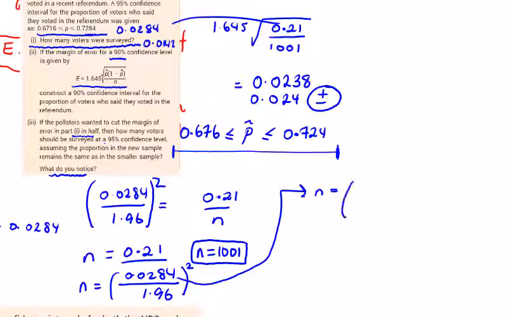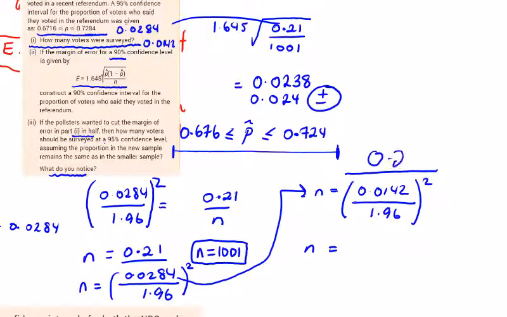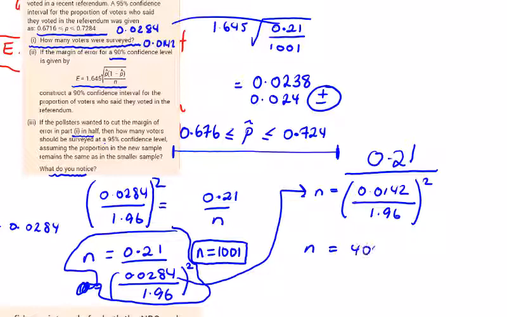So you can see in this formula the 0.0284 was on top. n was equal to the error, 0.0142 divided by 1.96, to be squared, will give me n. So n, if we cut the margin of error in half, is going to give me, and that's all on the bottom of 0.21, n is going to give me 4000.87 or 4001.